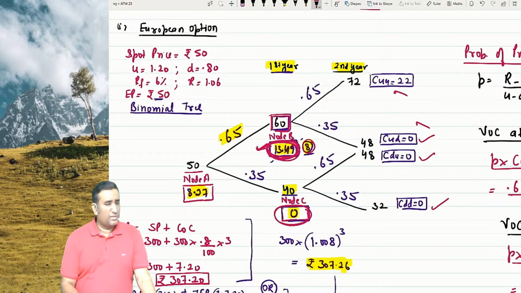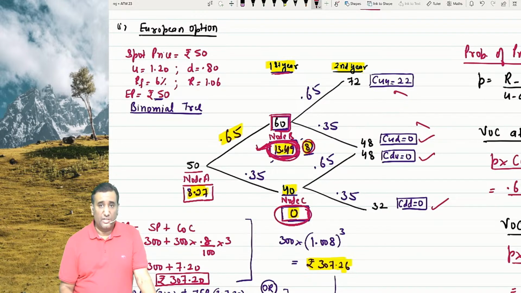In the exam, 2 times the question has come, nothing has happened, I think, by chance, but by chance it happens. Then, for example, the first year you have, the exercise price was 50. If you exercise, your intrinsic value would be 10, whereas the value comes what?